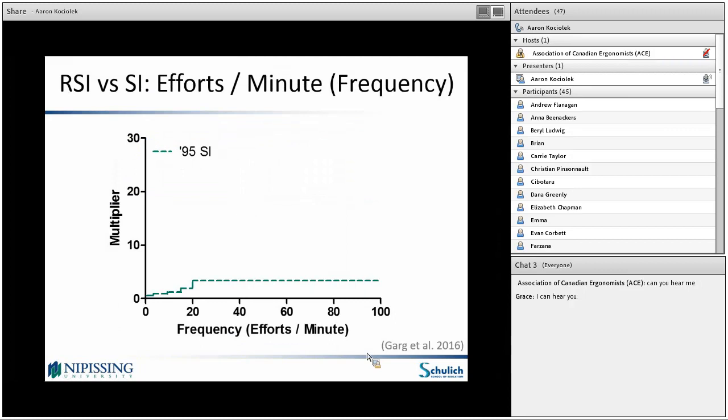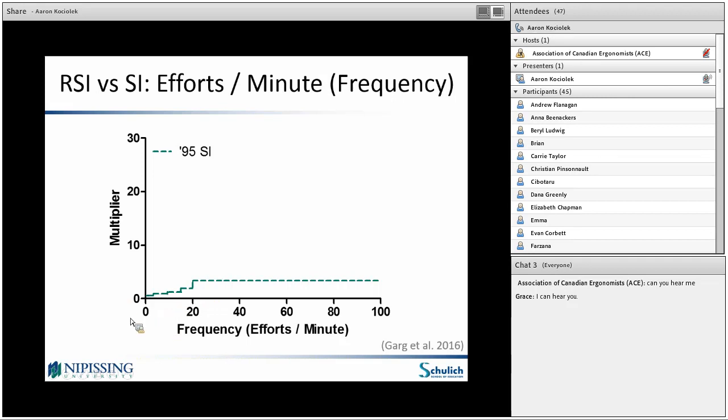I just thought I'd point out one other one here that really changed quite a bit in the revised strain index in 2016. So I plotted the repetition or the frequency in terms of efforts per minute on the horizontal axis, and again shown the multiplier. And the green line here again shows the 1995 strain index. So you can see that the levels here are all sort of bunching up below 20 efforts per minute and doesn't change too much from level to level.